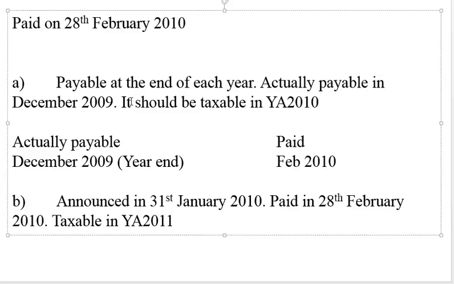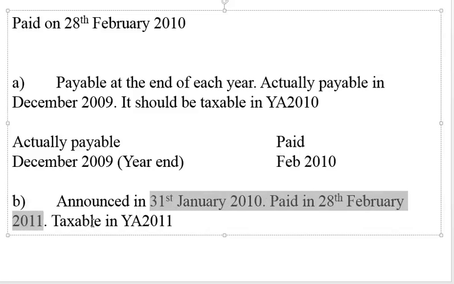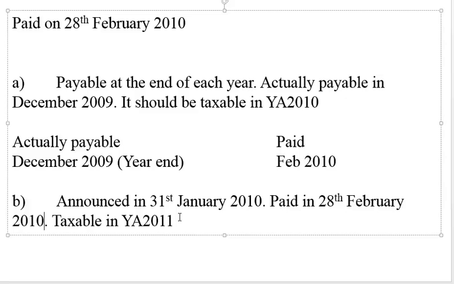What if it was announced on 31st Jan and paid in 2011? Then which date will you take out of these two? Paid, that means it will be taxed in 2012. So it's according to when it is paid.